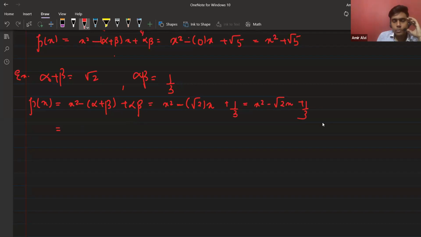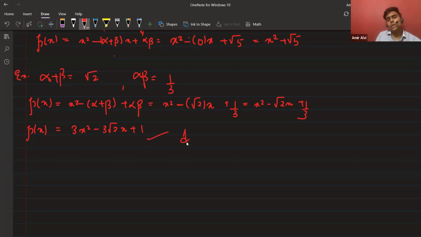If you multiply it with 3, the fraction will get cancelled. So 3x square minus 3 root 2 x plus 1. So this is our polynomial. Is that clear? So Adil, that's the end of the chapter.